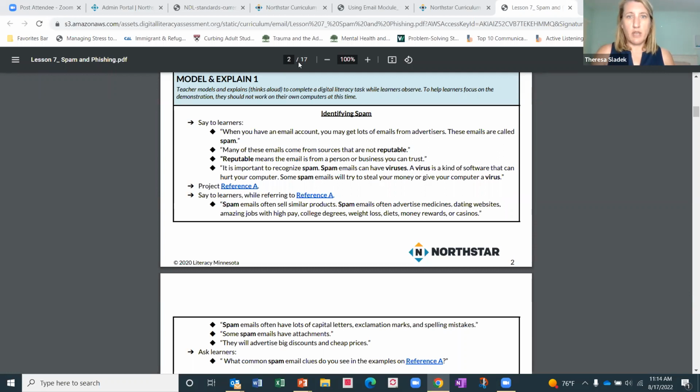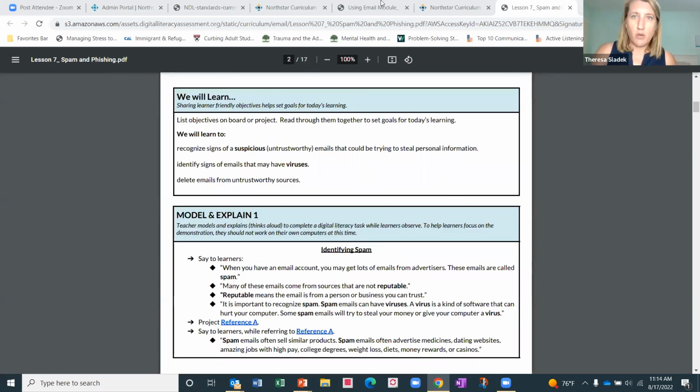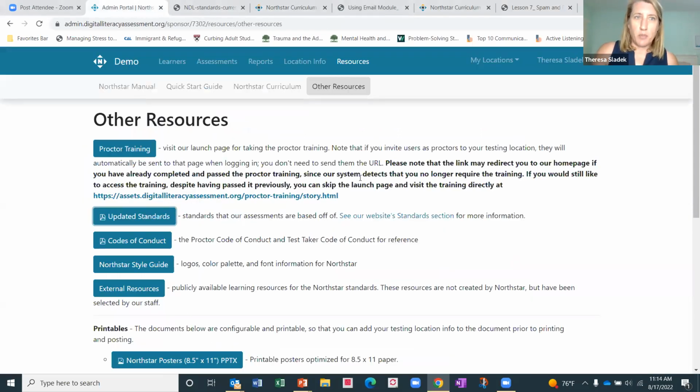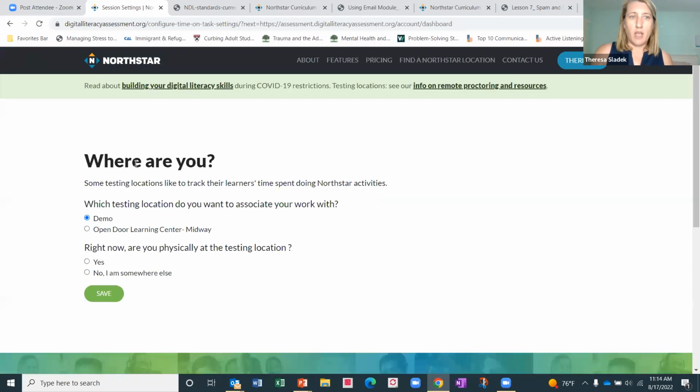There was a question in the chat about how to track learners' time if they're using the self-directed online learning. It is really easy to do. In our admin portal, when a learner uses the self-directed online learning and logs in, it will ask them, right now, are you physically at the testing location? If they are with you in a class and you're already recording that time, they would click yes. If they're at home, at the library, at work, or wherever, they would click no and then click save. And that is how, in the reporting in Northstar, we separate out the time they've spent doing the self-directed online learning with you and on their own.